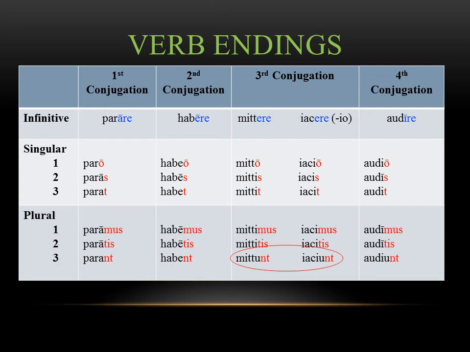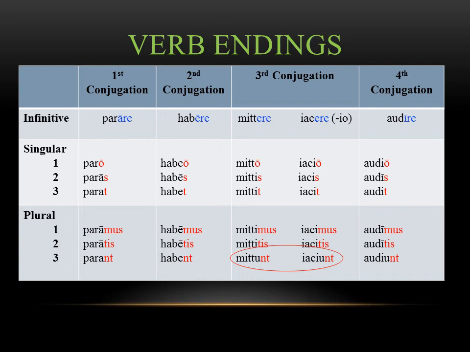In the third person plural, you'll notice the stem vowel has changed again. So look at the left-hand column. Instead of M-I-T-T-I-N-T, there's a U there. This is the last change. In the third person plural, the stem vowel will flip from an I to a U. This is where we get the word mittunt, or they send, from.